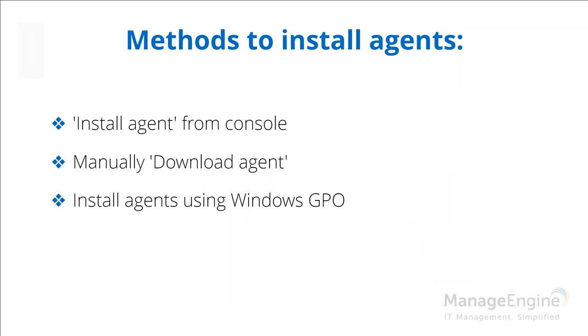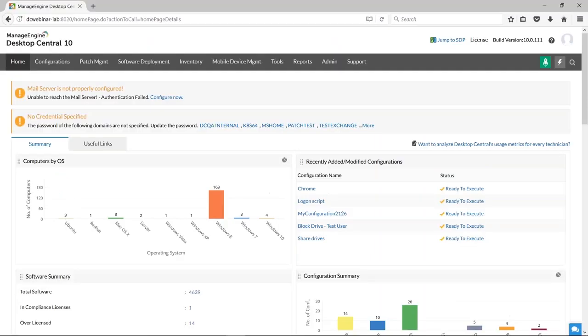Here we go with the methods of installing the agents. So we have different methods of installing the agents: install from the console, download it manually, and with a GPO policy. So I'm going to show you how this could be done. I'm taking you back to the product.